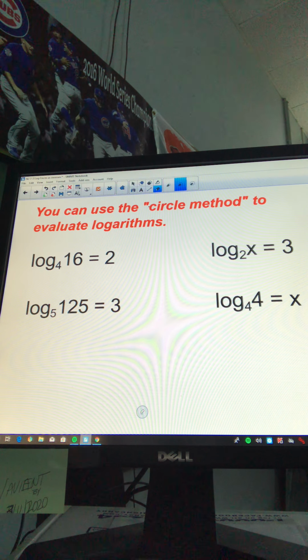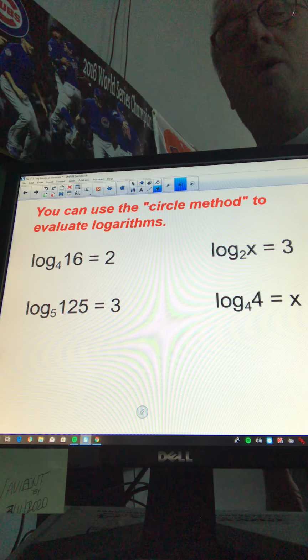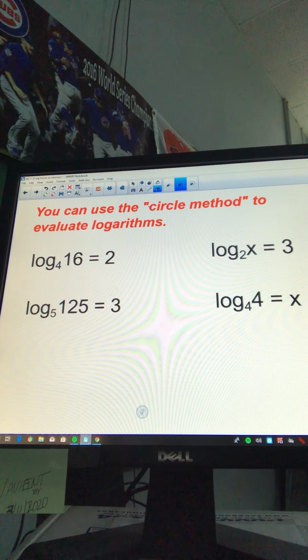All right, today we're going to learn about logarithms. And that's just going to be a quick review for you guys because we had them last year in Algebra 2. And now you're in pre-calculus, okay? So just a quick review. Log functions are reciprocal functions of exponential functions, okay? And if you recall, we can convert a log function to an exponential function using the circle method.